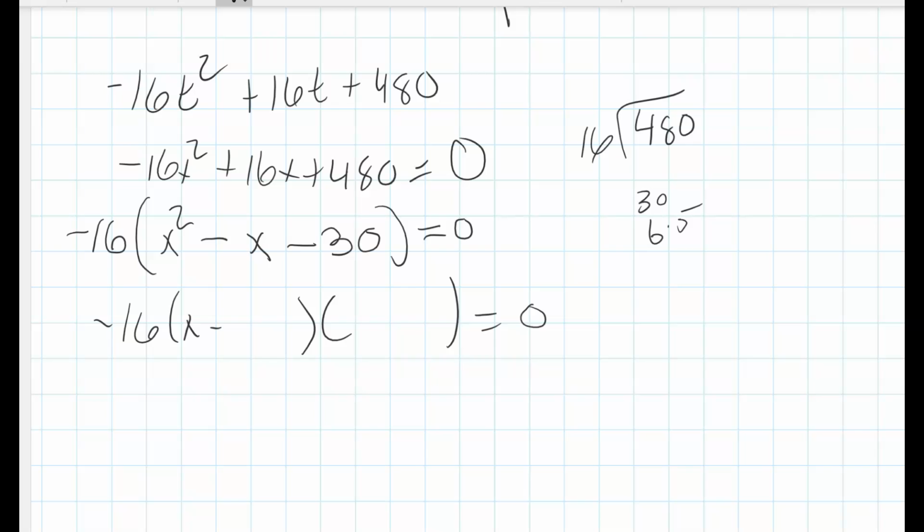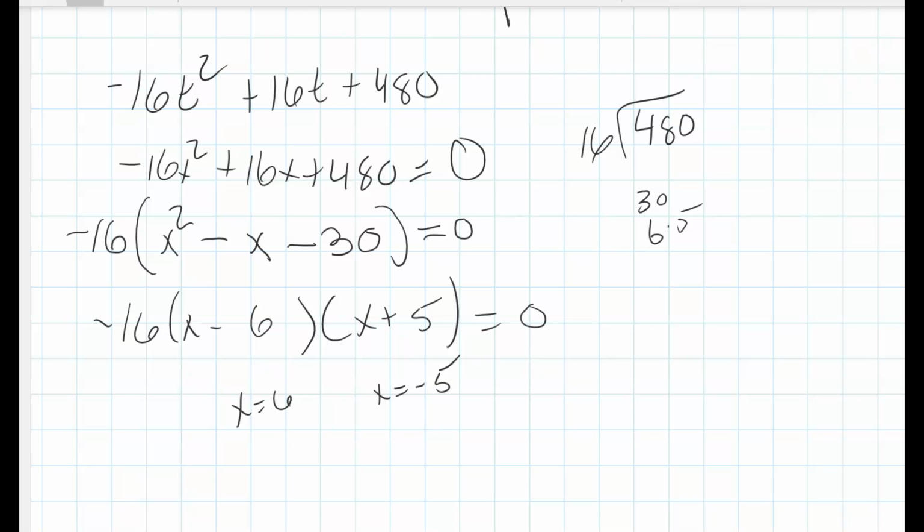What about 6 times 5? Because 6 and 5 are 1 unit away from each other. So we got 6. We got 5. You just want to make sure, if this is a positive 5, negative 6, that gives you a negative 1, which is what we want. So x equals 6 and x equals negative 5. See how this is putting everything together.